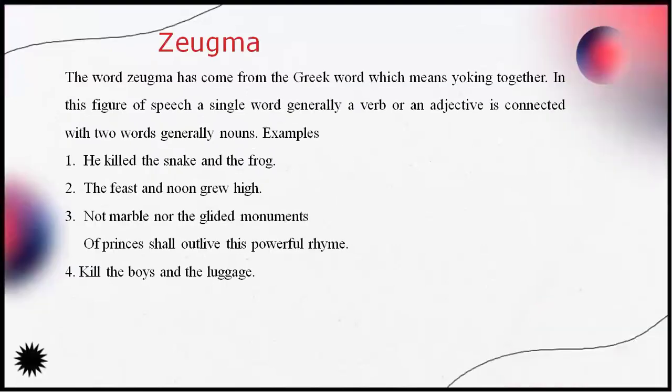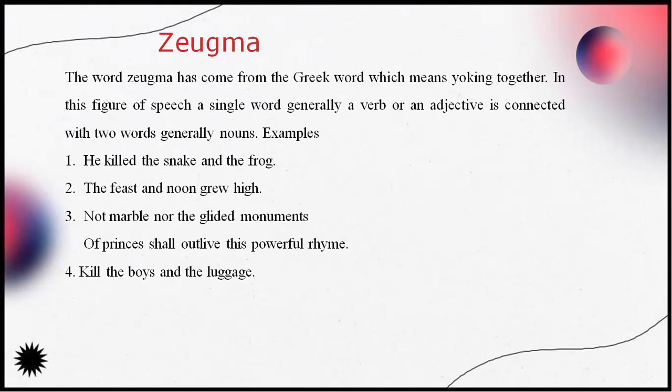Okay. Next is zeugma. The word zeugma has come from the Greek word which means yoking together. In this figure of speech, a single word, generally a verb or an adjective, is connected with two words, generally nouns. For example, he killed the snake and the frog. The feast and noon grew high. Not marble, not the gilded monuments of Princes shall outlive this powerful rhyme. Kill the boys and the luggage.